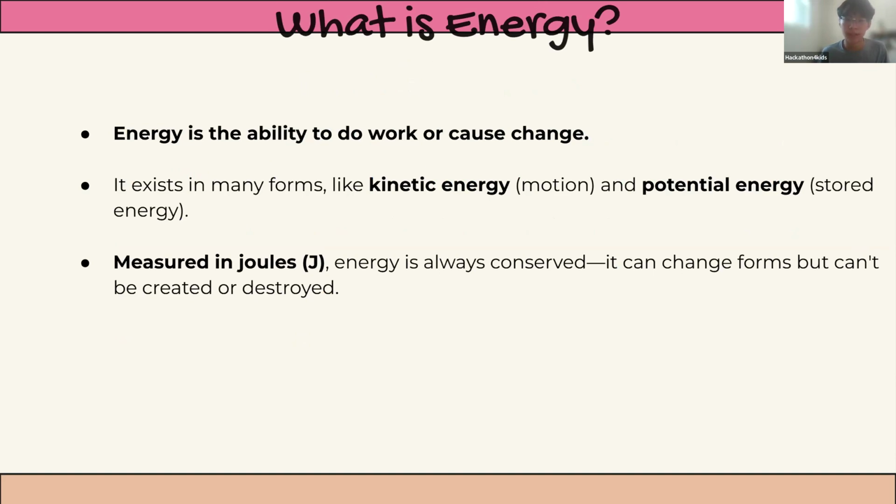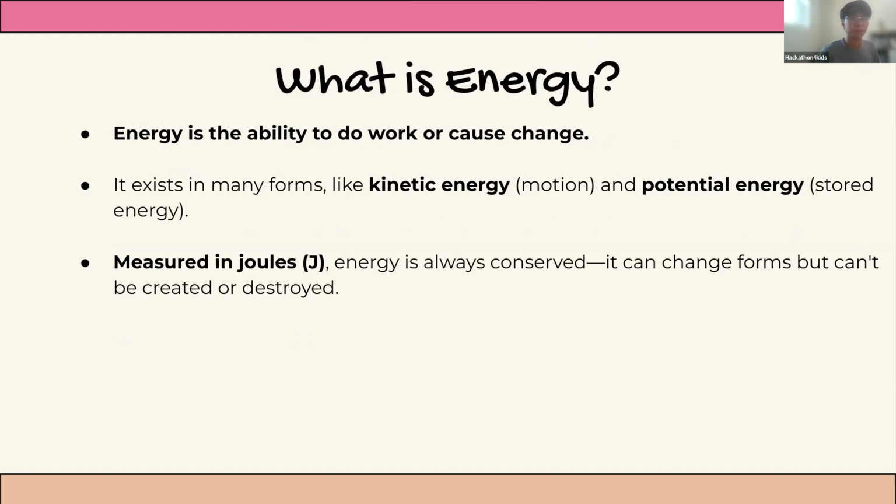So next is energy. What is energy? In physics, energy is the ability to do work or cause change. It exists in many forms, such as kinetic energy, potential energy, thermal energy, chemical energy, and way more. We'll be mostly covering kinetic and potential energy in intro to physics. Again, energy is measured in joules, the same unit as work.